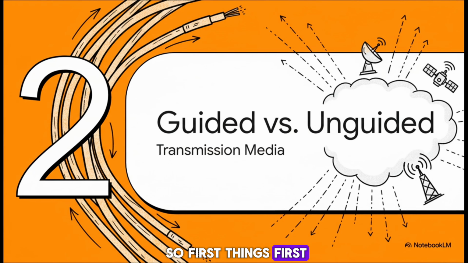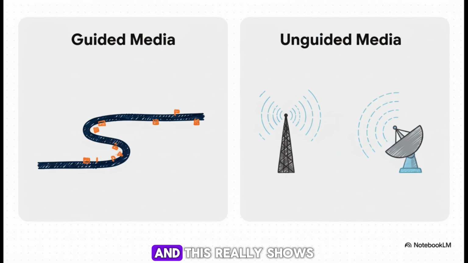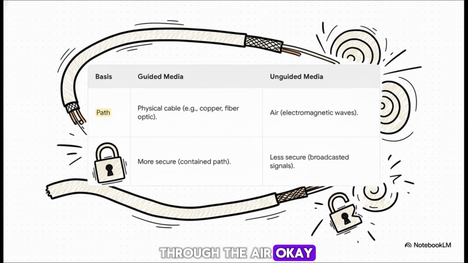Okay, let's dive straight in. So first things first, let's talk about transmission media. You can think of these as the actual superhighways that our data zooms across. Now this question, I can almost guarantee you're going to see it on your exam, so pay close attention. We're going to break down exactly how to lock in those two marks. And this really shows the core difference, doesn't it? On one hand, you have guided media. Think of it like a train on a track. The path is physical, it's contained. On the other hand, you've got unguided media, which is way more like a radio broadcast, just sending signals out through the air.